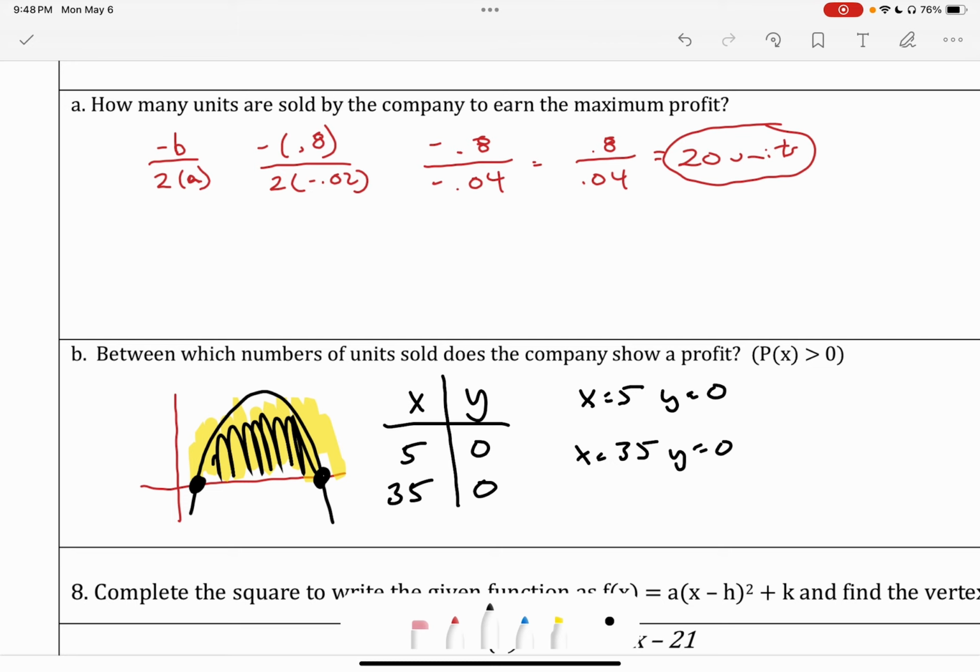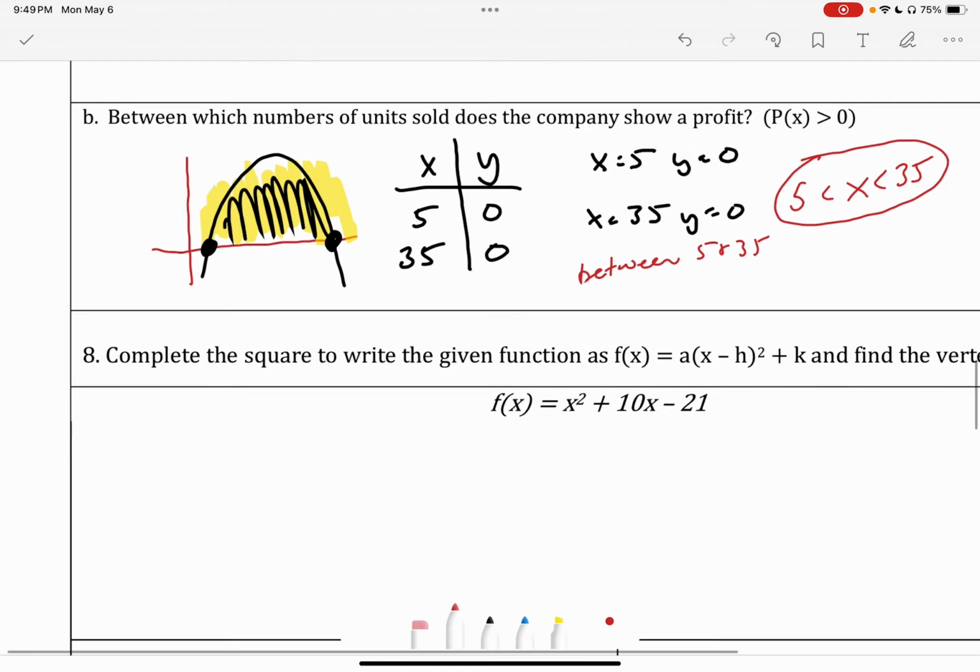So between which two numbers, again, we could write this a couple different ways. We could just really just write that between 5 and 35. We could also write that as a compound inequality. X needs to be less than 35, while at the same time greater than 5. And we want those just to be less than or greater than signs. We don't want equal to because we don't actually want it to be 5, nor do we want it to be 35.